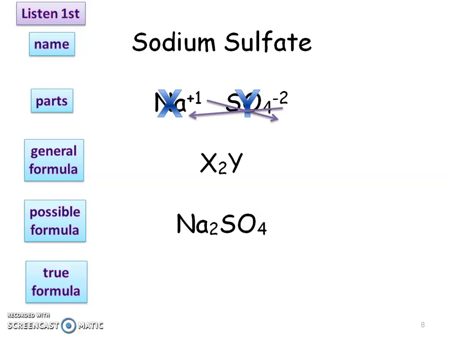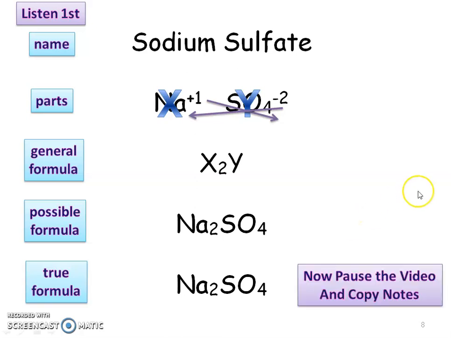Well, it would be Na2, because there's 2 of the first part of my compound, and SO4, 1, even though it's understood. Now, what do I mean by a true formula? In this case, my possible and my true formula are the same. It's not going to always be that way, so I'll tell you when we get there and help you understand what I mean by that. So pause the video now and write these in your notes. I think there's a nice little chart there.